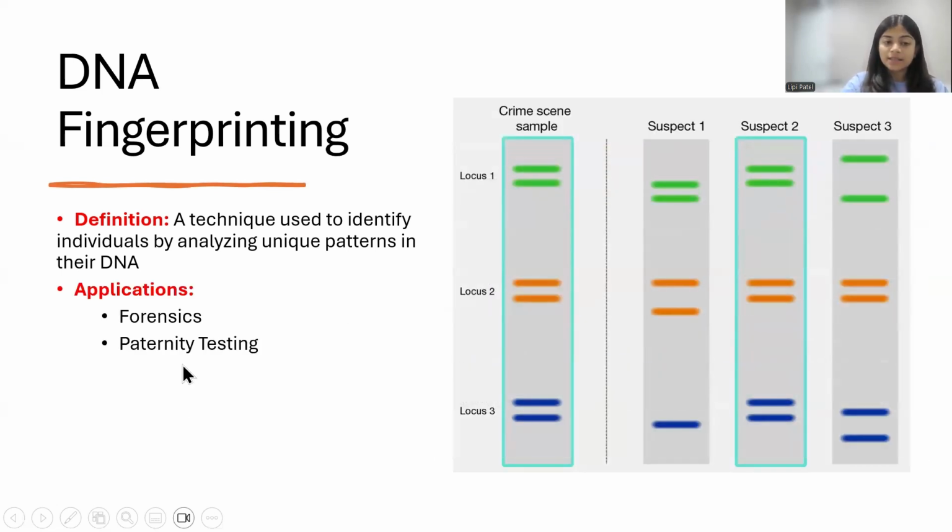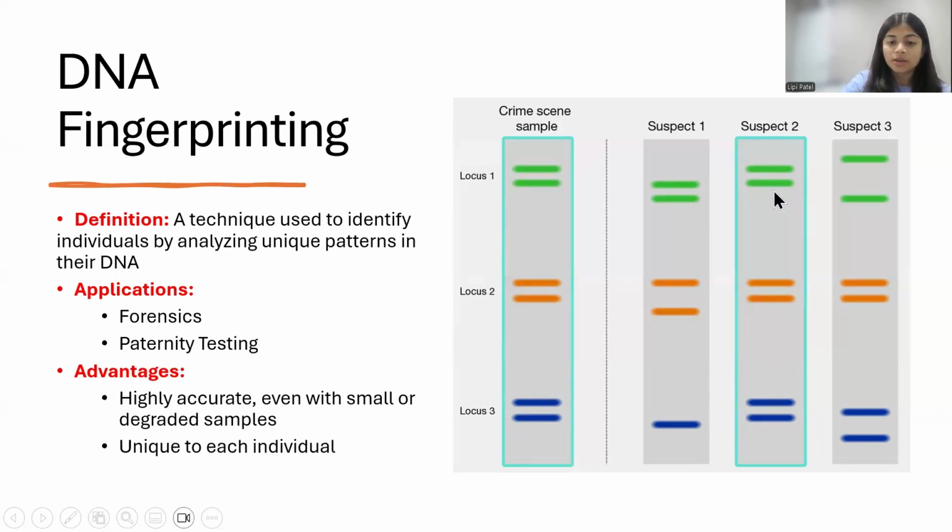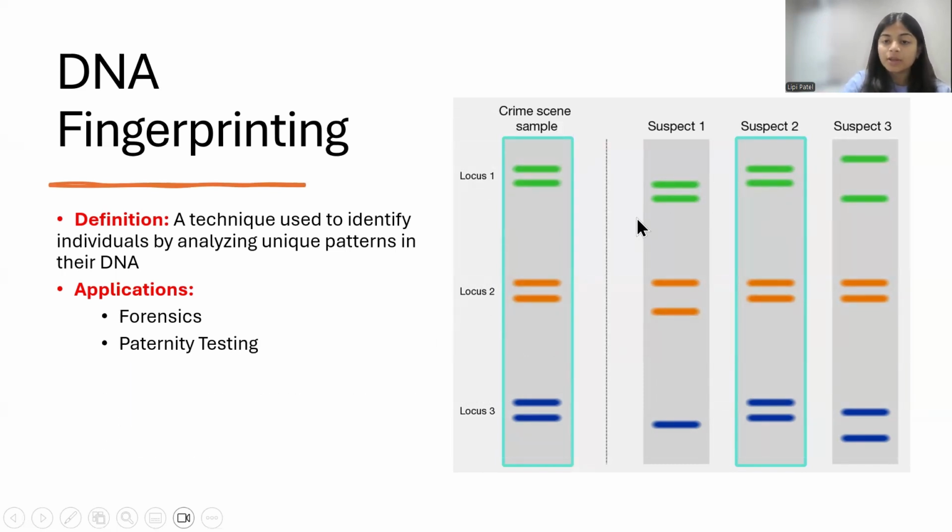Applications are in forensics, criminal studies, and paternity testing. So here's an example. At the crime scene, the sample that was found had these 3 locus points. A locus is a specific portion of that particular gene. Now there were 3 suspects, and you have to guess which one is the actual culprit. So how would you do it?